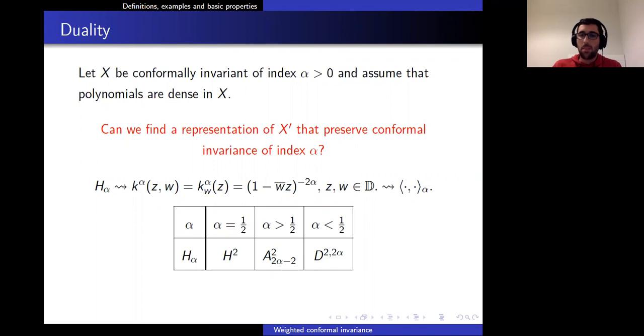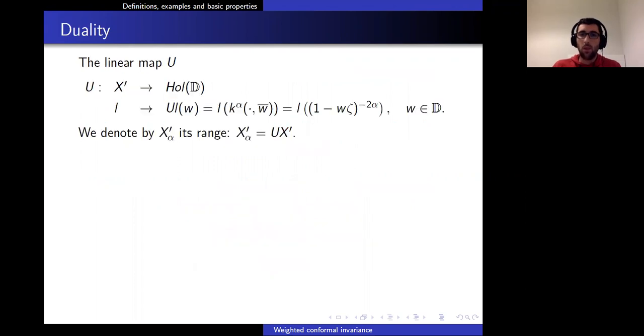With these spaces in mind, we can define the following map U. U maps the dual space X prime into the space of holomorphic functions in the unit disk. In this way, we can see here the reproducing kernel of the space H alpha. Moreover, we will denote by X prime alpha the range of this map.